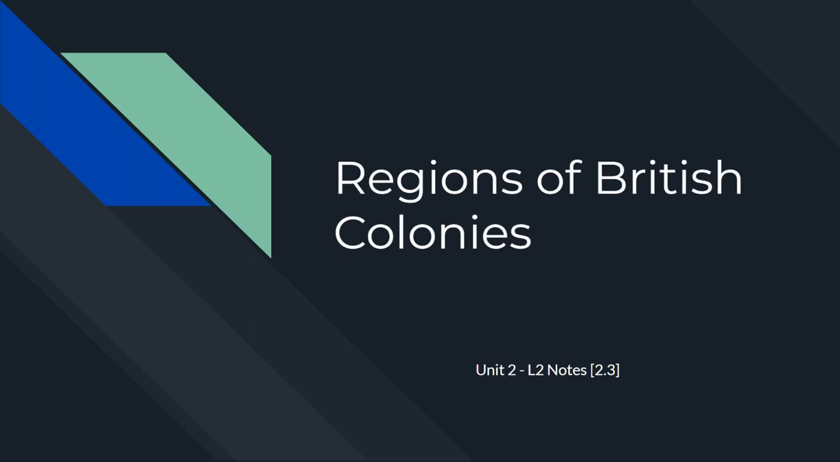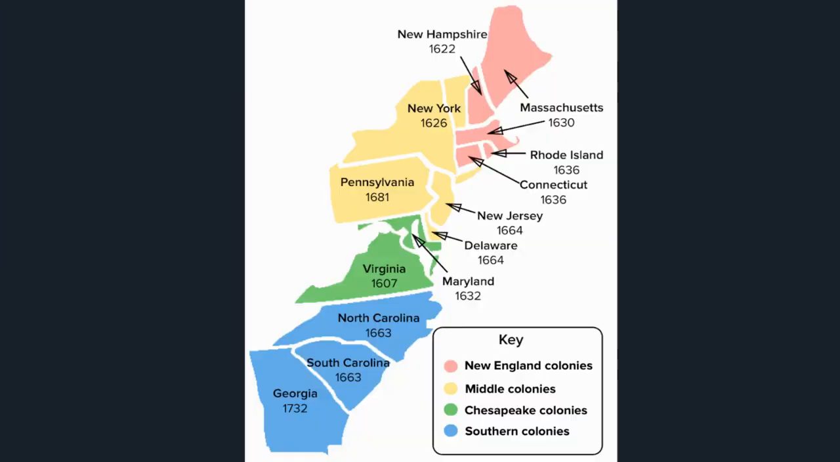Last time we talked about European colonization and the different countries that colonized North America. And today we are talking about the regions of the British colonies. We're really going to zoom in on the British colonies today and break down the different regions. So if you are ready, let's begin.